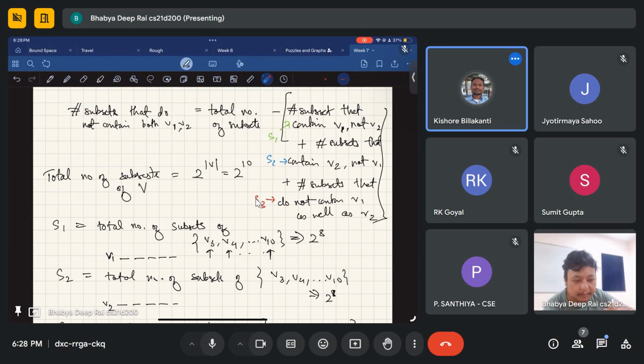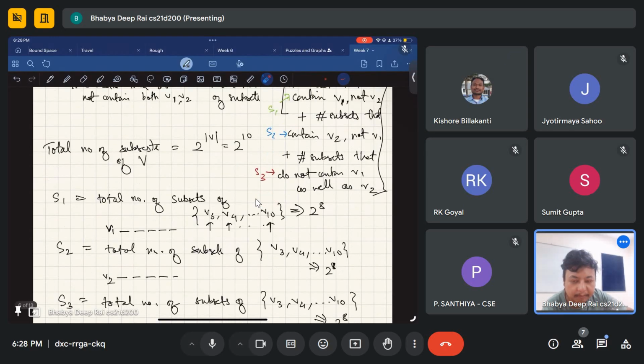Yeah, but see, the number of vertices will come as 9, right? The resultant. Why? Because we have V3, V4, and so on till V10. This I'm counting, and to each of them I'm just attaching V1. So the number of sets will remain the same. See, there are 2 to the 8 subsets of this. To each of them, I'm adding V1 there. So the number of subsets will remain the same.